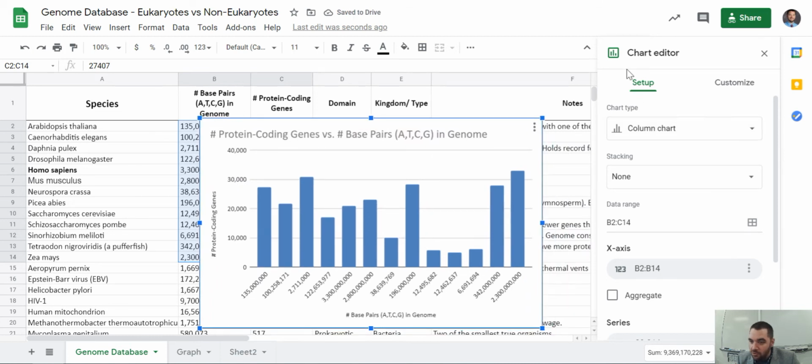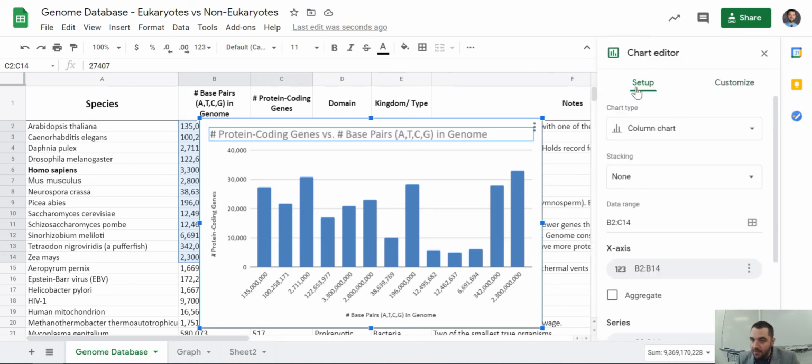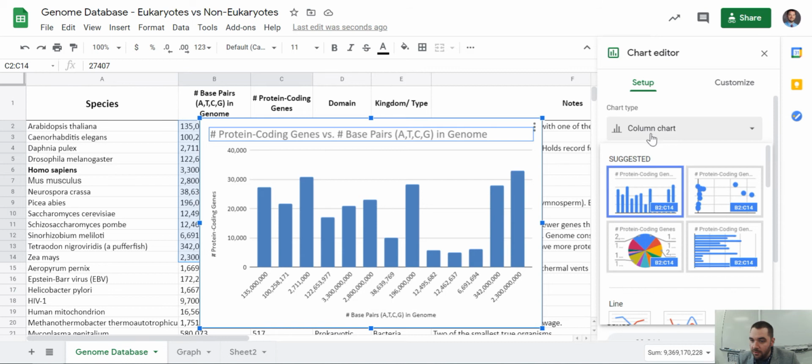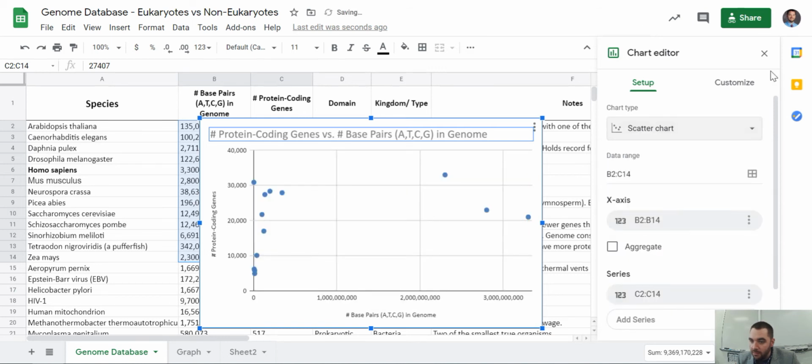So go over here to Chart Editor Setup. By the way, if this ever closes, you can just double click on your graph and it'll pop back open like this. Okay? Let's go back here to Chart Setup, and you're going to go to Column Chart and go near the bottom and pick the scatter plot. Okay?